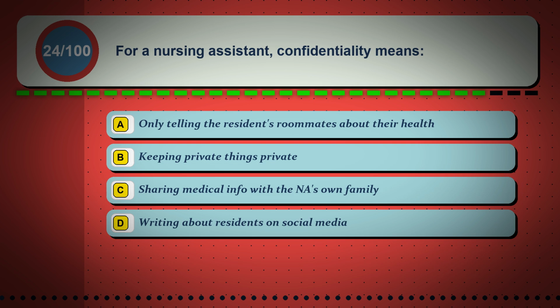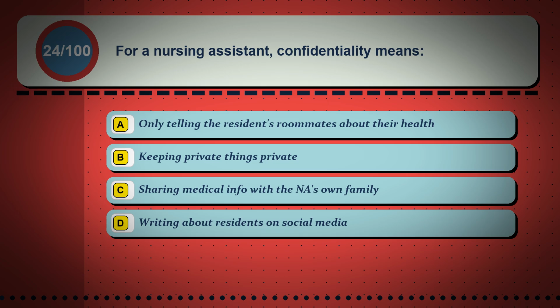Question 24. For a nursing assistant, confidentiality means. Option A, only telling the resident's roommates about their health. Option B, keeping private things private. Option C, sharing medical info with the NA's own family. Option D, writing about residents on social media.